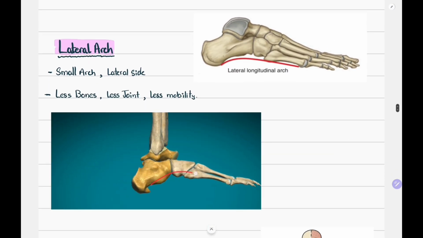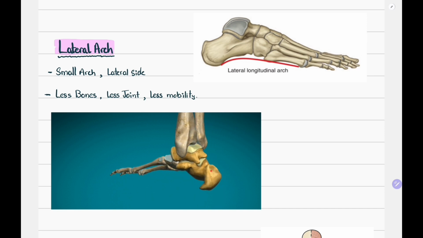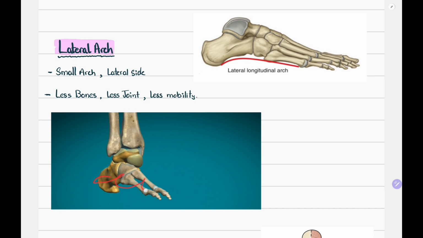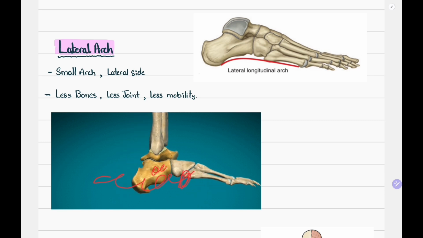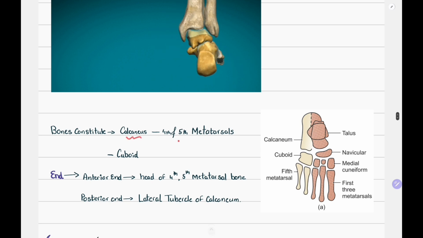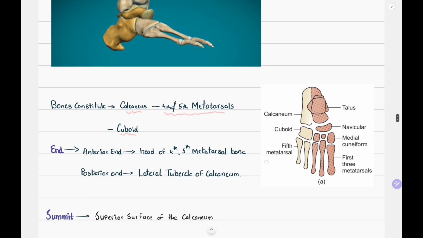So right here is the lateral arch. It is constituted by the calcaneum bone, the fourth and fifth metatarsal. Here is the fourth and fifth metatarsal and here is the cuboid bone. So the bones that constitute it are the calcaneus bone, fourth and fifth metatarsal and cuboid bone.